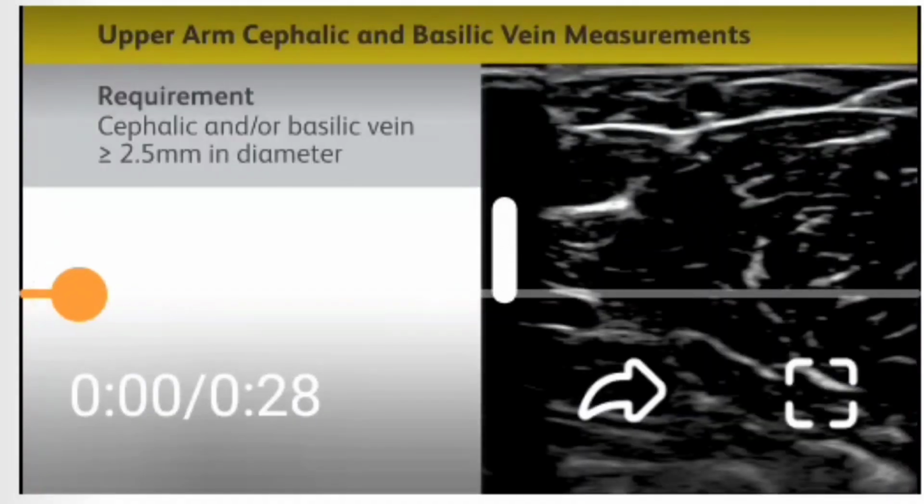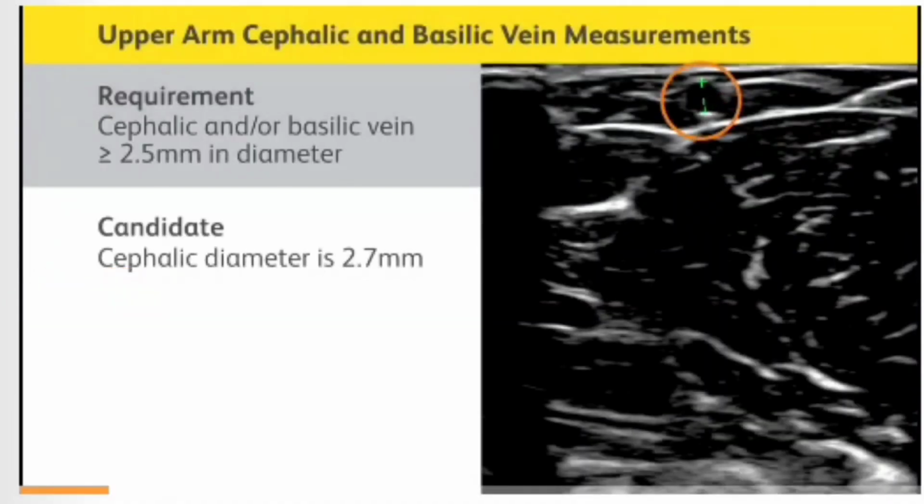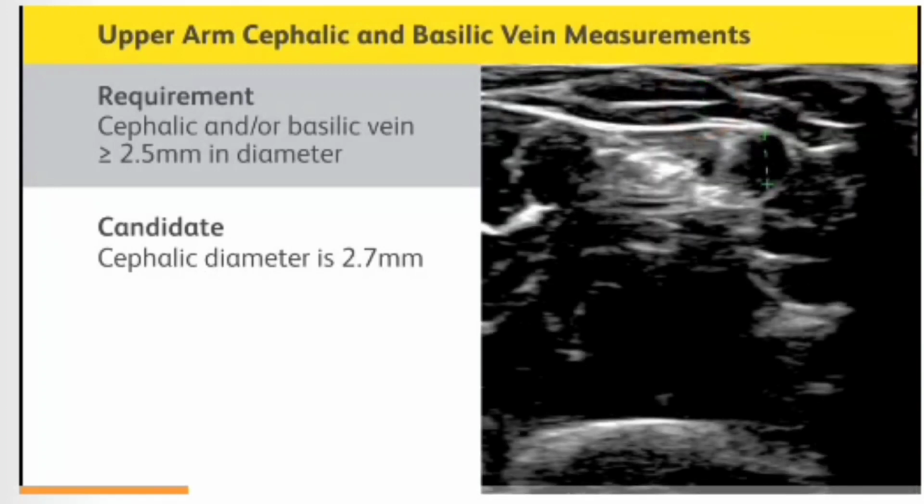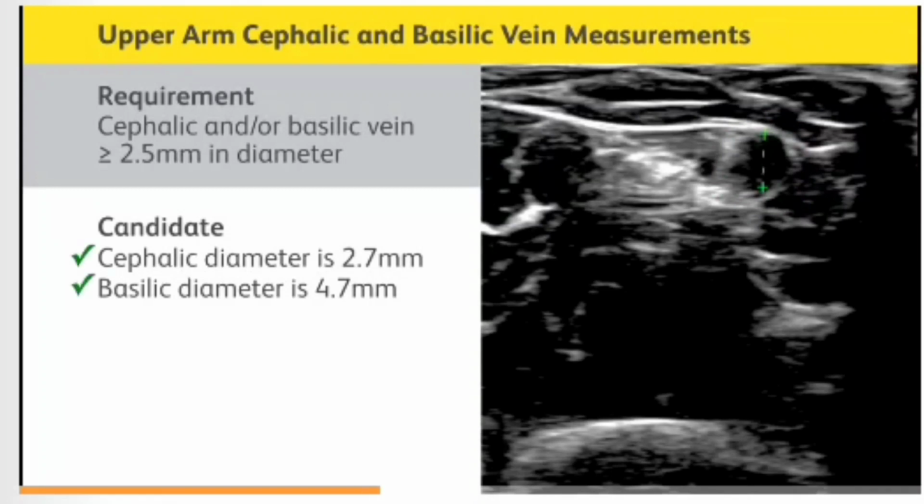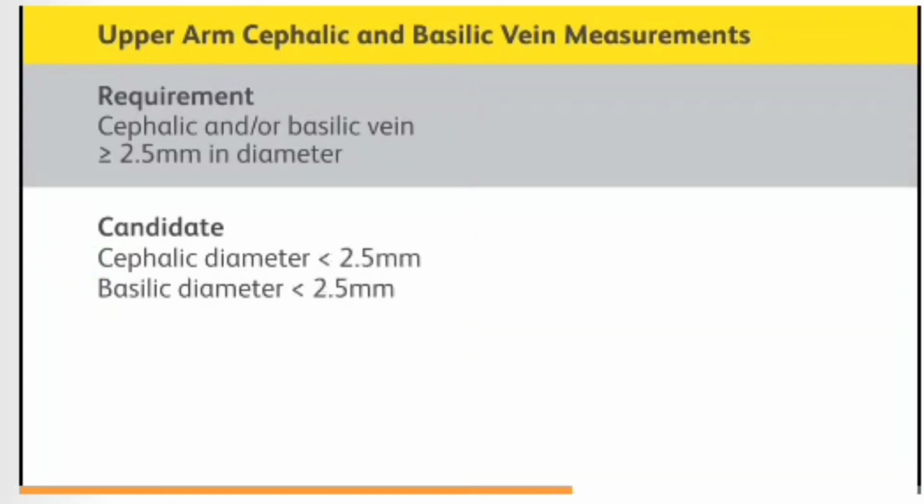In this case, we see the candidate cephalic is 2.7 millimeters in diameter and the basilic is 4.7 millimeters in diameter. So they do meet the initial requirements, and we can continue screening the patient to see if they are a candidate. If the patient does not have either a cephalic or basilic vein measuring at least 2.5 millimeters in diameter, the patient does not meet the minimum requirements and is not a candidate.